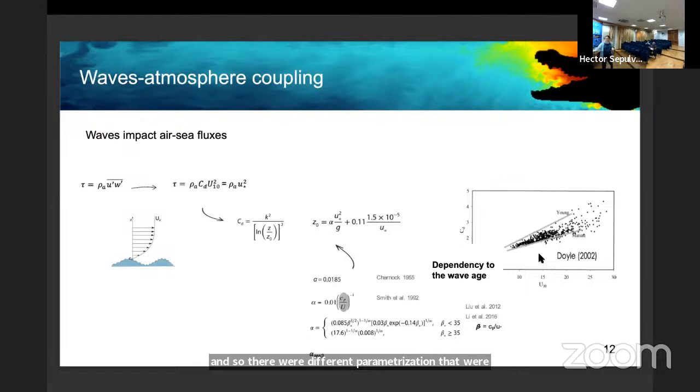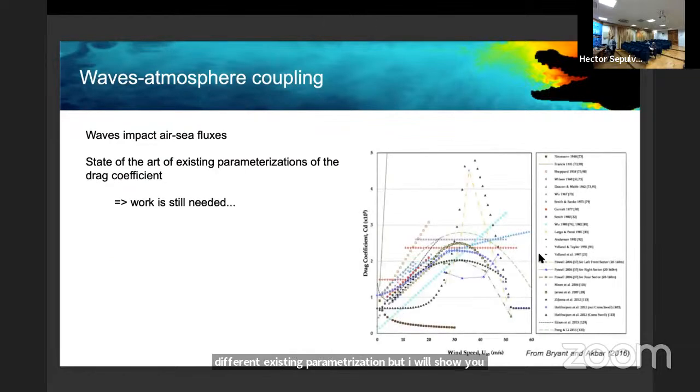Either based on the wave age, because it was shown that generally young waves are rougher than old waves. So there are different existing parameterizations, but I will show you that it's still a state-of-the-art problem. This picture, I really like it, it's the state of the art of the parameterizations existing for the drag coefficient as a function of wind speed. And you can see that definitely there are many, especially when going to high wind speed.